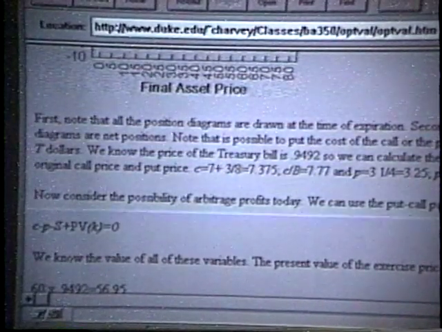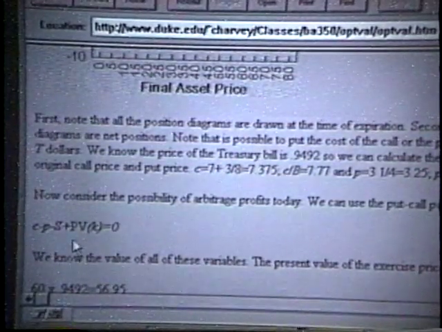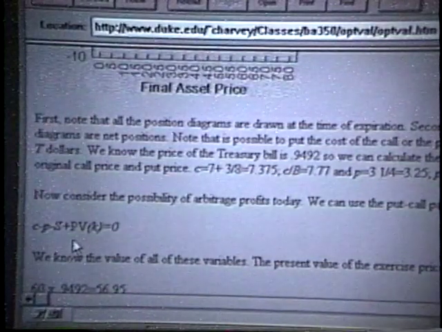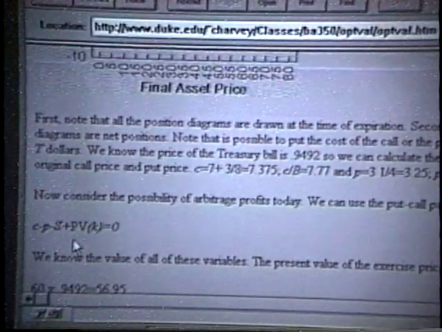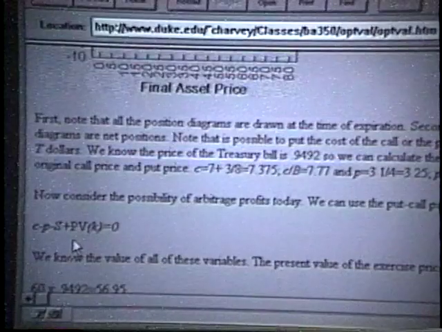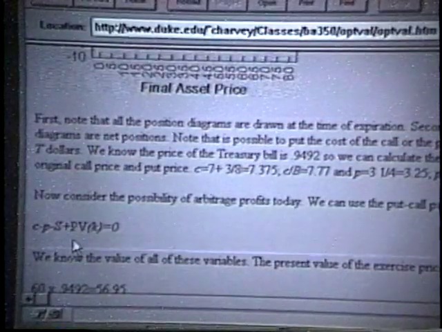So we're going to use a put call parity formula. And notice I've written it in a slightly different way. C minus P minus S plus PVK equals 0. So I just threw everything on the left-hand side.